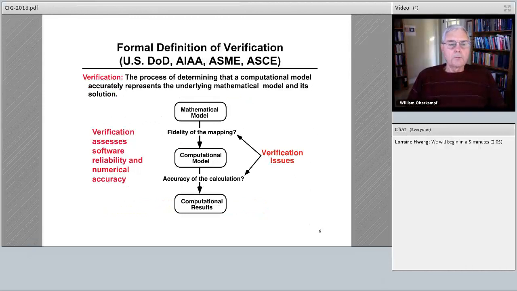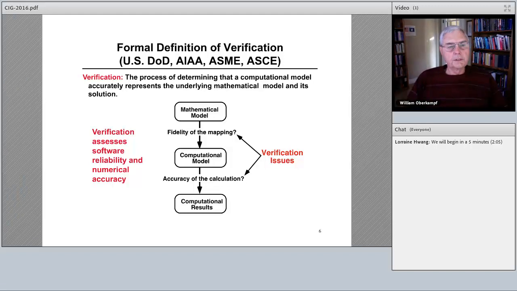So now into the more formal definitions. This is a definition that's been around now for a little bit over 20 years. It was first codified by the Department of Defense, American Institute of Aeronautics and Astronautics, American Society of Mechanical Engineers, and now recently adopted, at least to some degree, by American Society of Civil Engineers. Verification is the process of determining that a computational model accurately represents the underlying mathematical model and its solution.